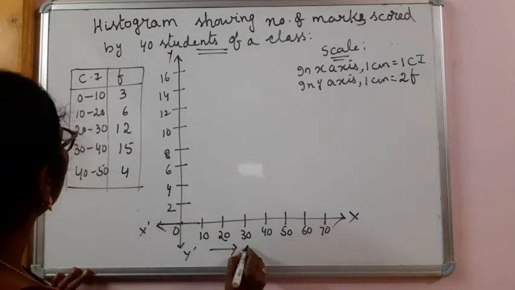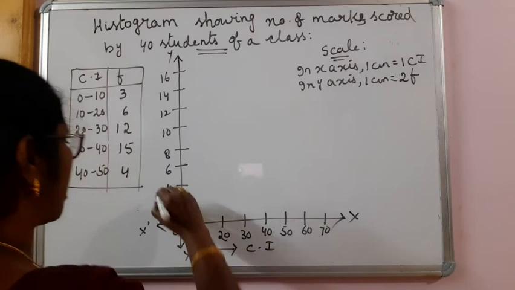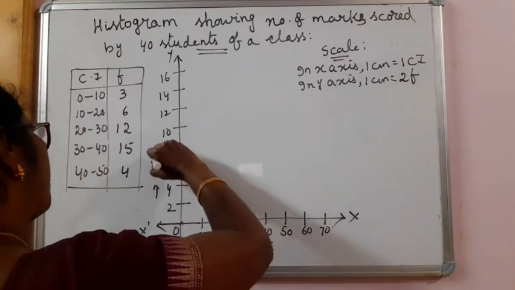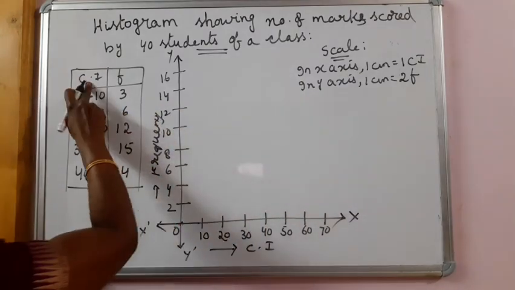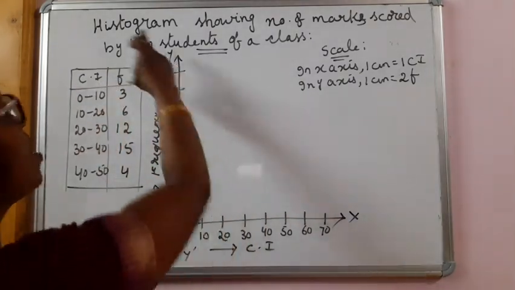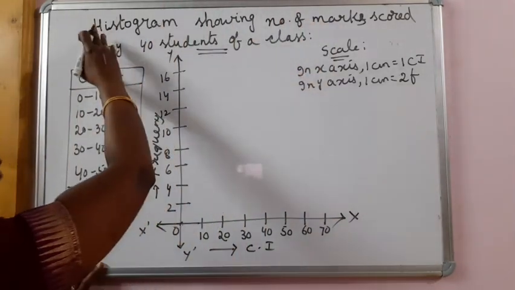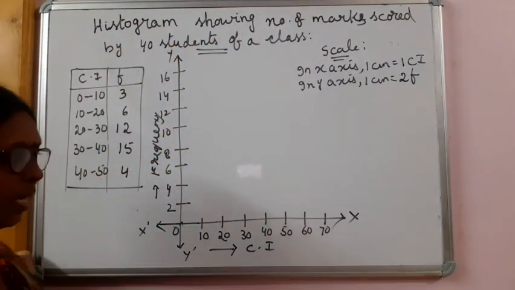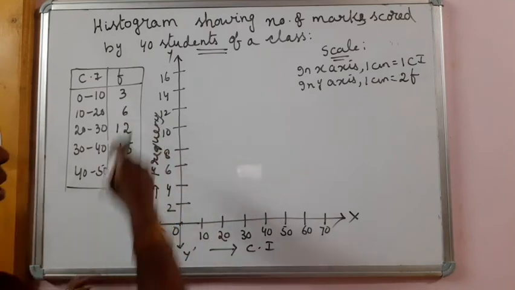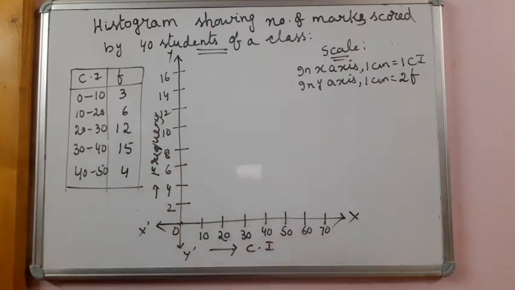And the x-axis is showing class intervals. The y-axis is showing frequency. In the table, it is given as class interval and frequency, you can write that. Or a heading like this may be given. I wrote histogram showing, or construct the histogram showing, like that also can be given. You can write marks here, and students here.